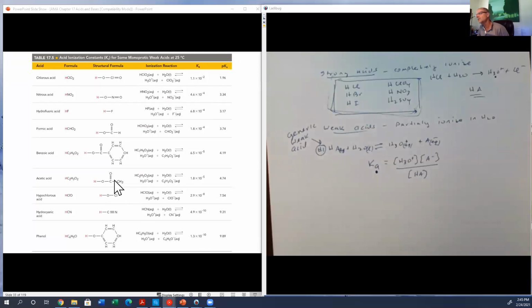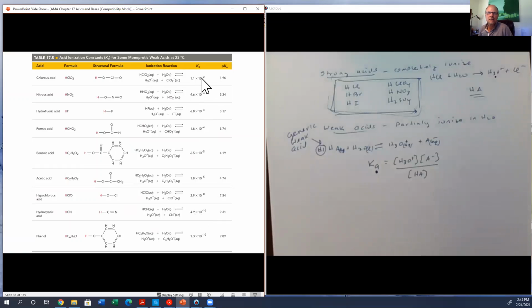Notice for a lot of these, you see this group right here that I talked to you about before. That's the carboxylic acid group, C double bond O, OH. This is present in most organic acids. So here's another organic acid, benzoic acid, C double bond O, OH. Here's acetic acid, the acid in vinegar. So you'll see that structure a lot. And these are the Kas. So this acid, for example, hydrocyanic acid, is much weaker than chlorous acid. The smaller the K, the weaker the acid. Does that make sense?